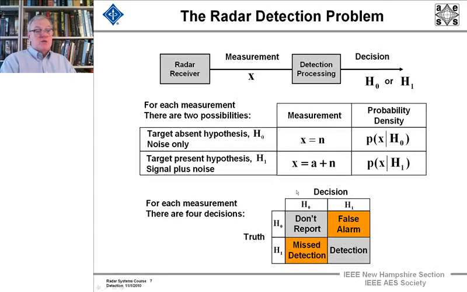And on one axis, we'll put the decision, and on the other axis, we'll put what truth is. When there's noise present, and we say we don't think there's a target, we don't report it. When there's a target present and we say yes, there is, that's a detection. But when we say there's a target present, but there isn't, the truth is not, that's called a false alarm. And then there are misdetections: when our decision is no target, just noise, but there is a target there.